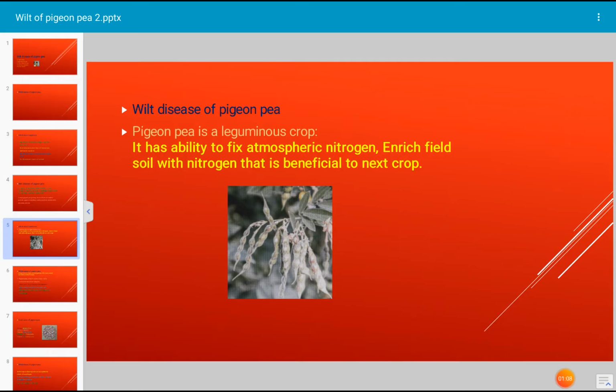Pigeon pea is a leguminous crop and it has the ability to fix atmospheric nitrogen, which enriches the soil with nitrogen, and that is beneficial for the next crop. Next.